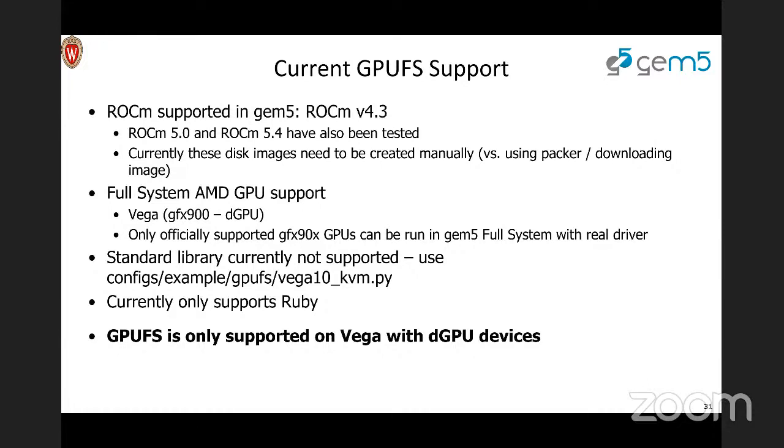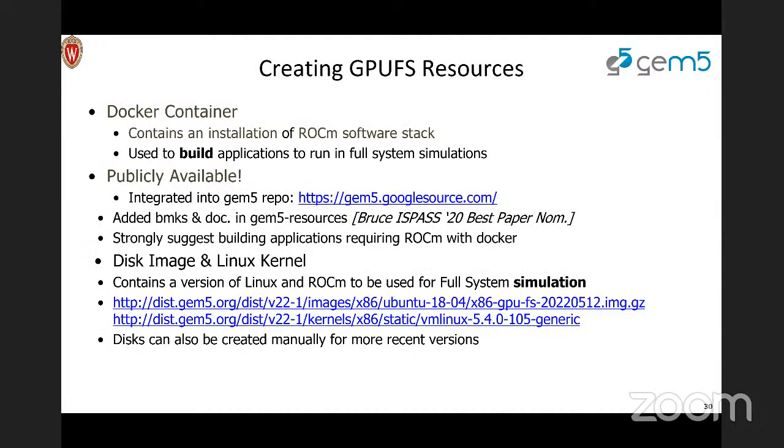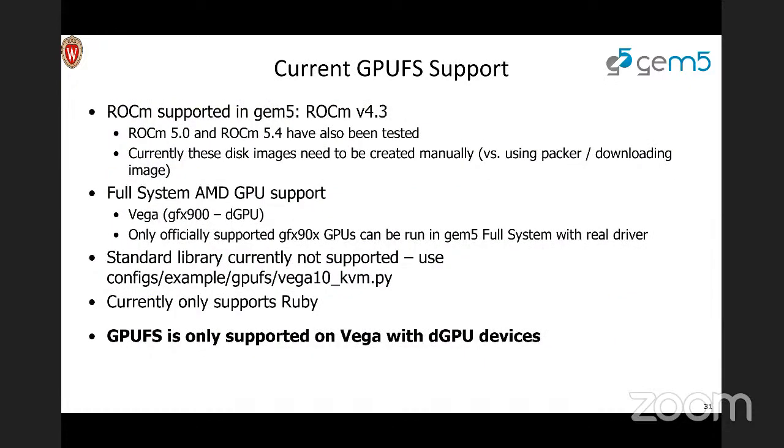That means, like I said, that we're able to run many different versions of ROCm easily with this GPUFS support, including ROCm 4.3, ROCm 5.0, ROCm 5.4. You do need to create the disk images for each of those versions, which we have a script that uses Packer to do, whereas the link on the previous page just downloads the image and the kernels for a specific version of ROCm. If you want some other version of ROCm that we don't have an image for already, you would have to go and create it, which we have some directions to do.